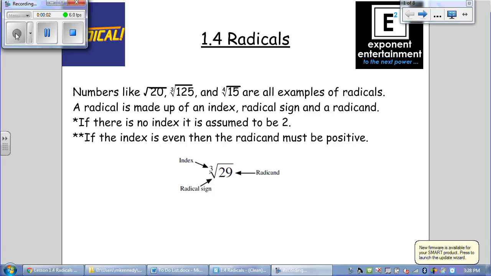Okay, this is lesson 1.4. It's just the first part of lesson 1.4. You'll have to watch parts 2 and 3 in separate videos for this lesson. So the first thing we're going to do is talk about something called a radical.